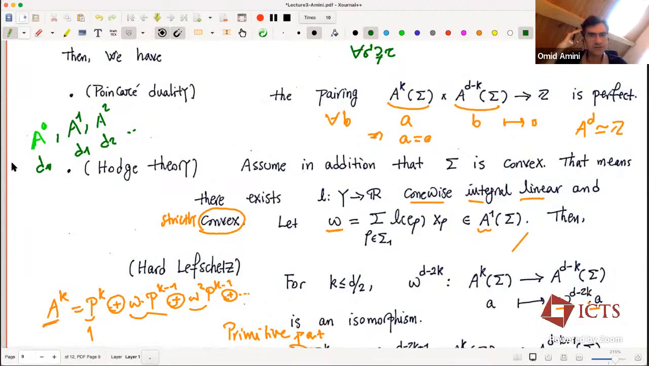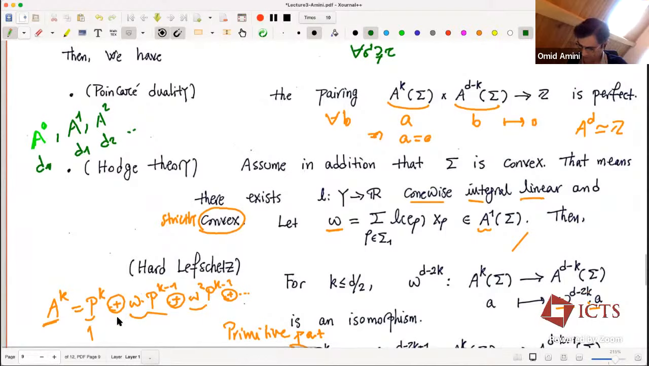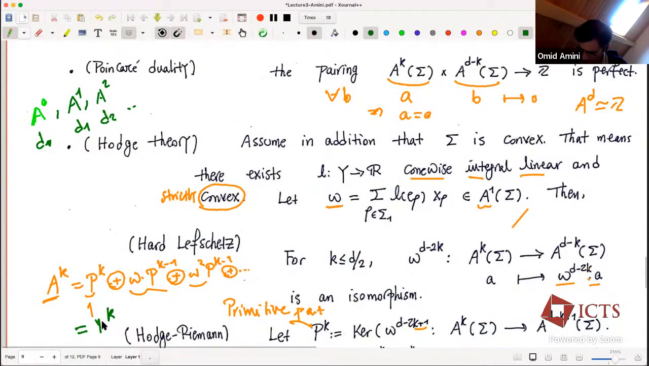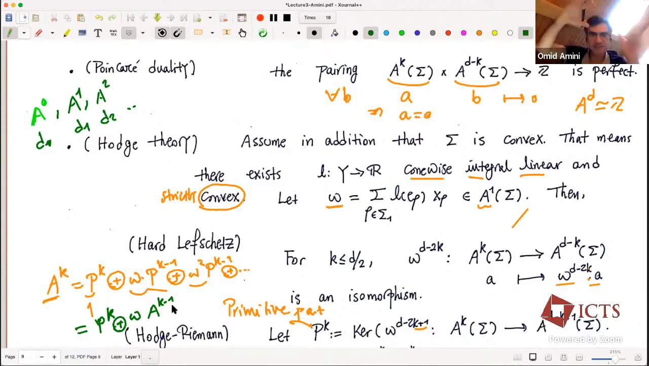And the reason is this decomposition, because you see that A^k is P^k plus omega times P^{k-1}, so you can write it as P^k plus omega times A^{k-1}. Since there's no kernel after multiplication, omega times P^{k-1} has the same size as P^{k-1}. You see that at the beginning you start from A0, then you go to A1, the dimension increases. Then you go to A2, the dimension increases. This holds for k up to half the dimension. You go up and then you go down. So the hard Lefschetz theorem gives you unimodal sequences. If you have a situation in which you have hard Lefschetz but not Hodge-Riemann, then you get unimodality, but you don't have log concavity.